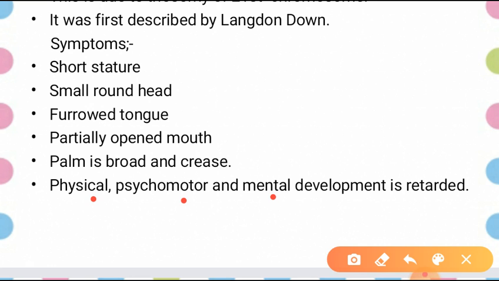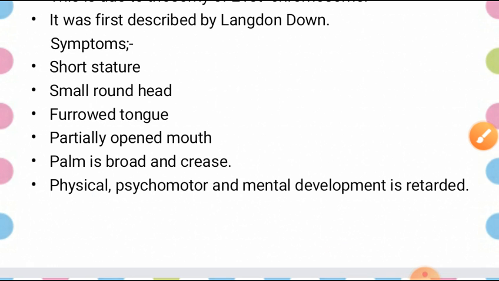It is called syndrome because it has a group of symptoms, first reported by Langdon Down. That's why it is called Down syndrome. Here the 21st chromosome is present in 3 copies. It can affect both male and female equally. Symptoms are short stature, small round head, furrowed tongue, partially opened mouth, broad and creased palm, and physical, psychomotor and mental development is retarded.